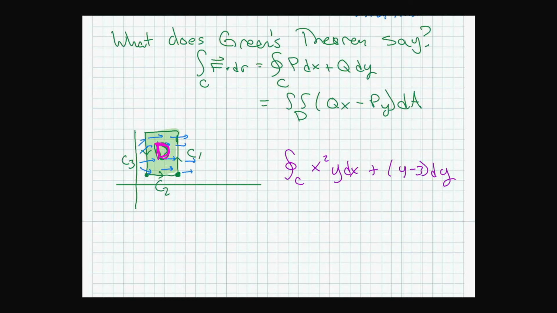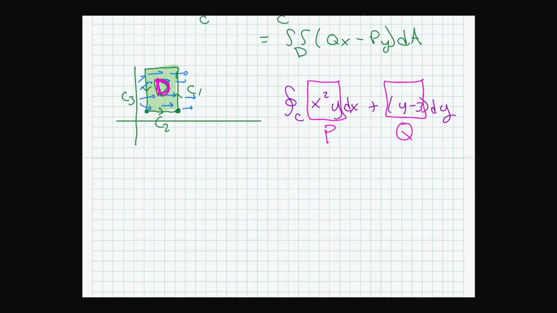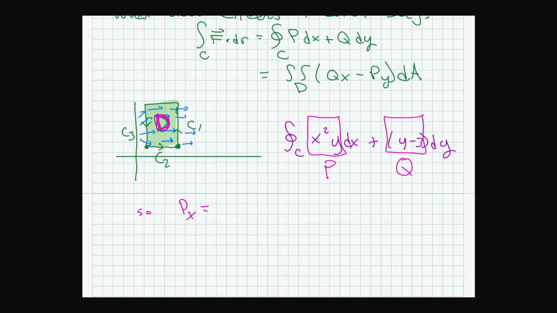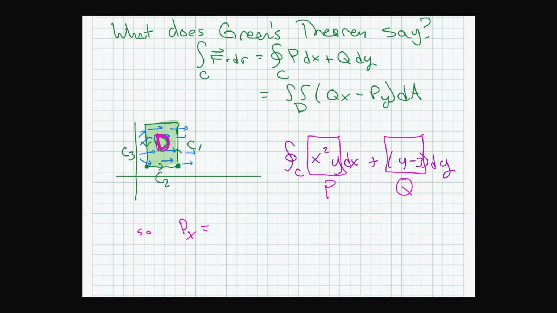So what's the P, what's the Q, what's going on, right? First of all, that must be P because it's multiplied by the dx. That means this must be Q, right? So Px, that's the partial, sorry, we don't need Px, we need Py. Py, that's the partial derivative of P with respect to y. That's going to be x squared, right?